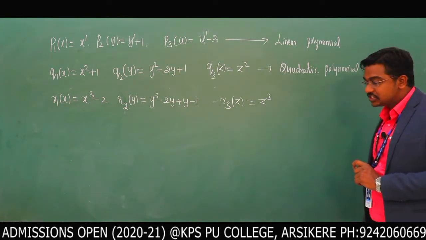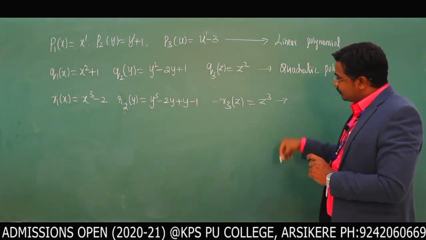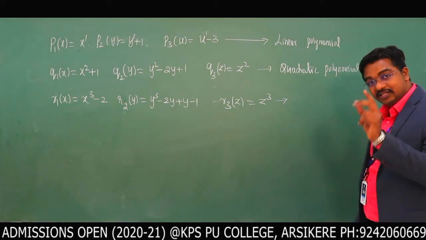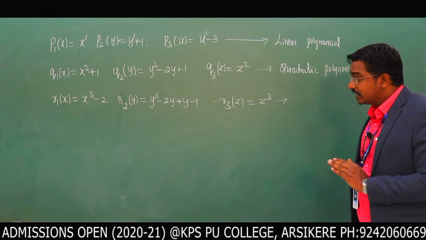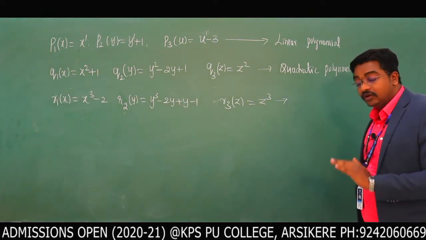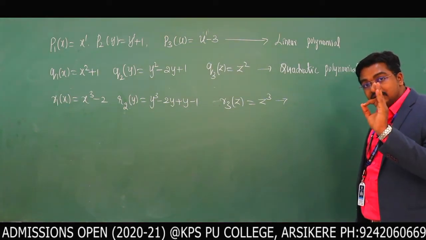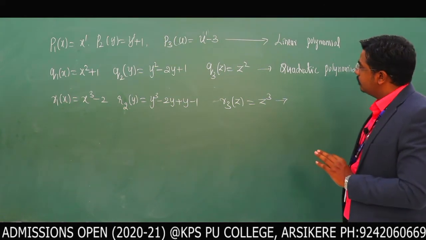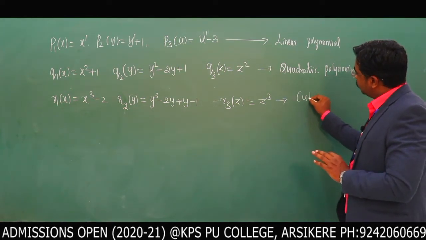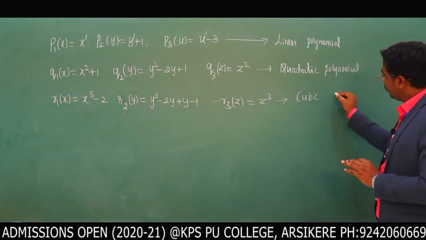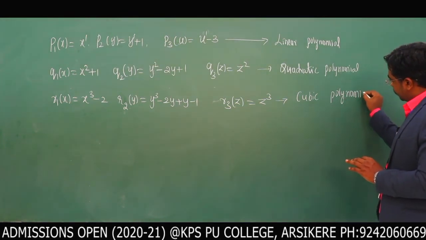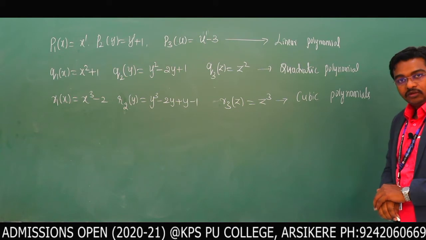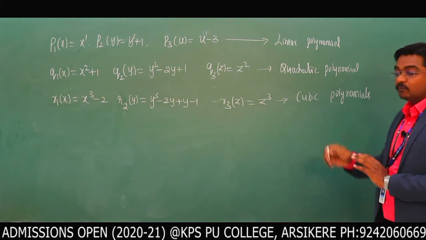Okay, third one, just observe here. The power is 3. So the first term has highest degree term x cube, second y cube, third one z cube. When the highest degree term is 3, this kind of polynomial is called a cubic polynomial. We call them cubic polynomials. Okay, these are the important things.